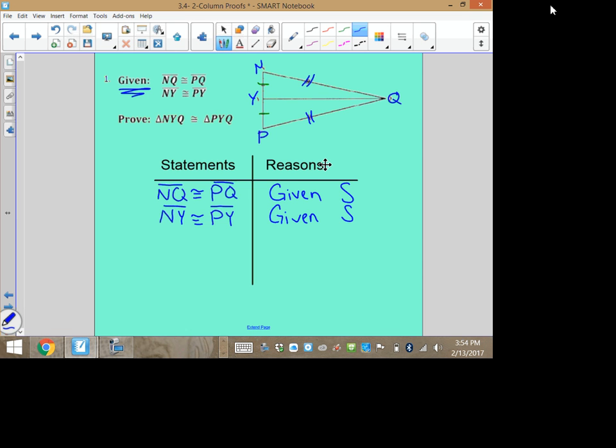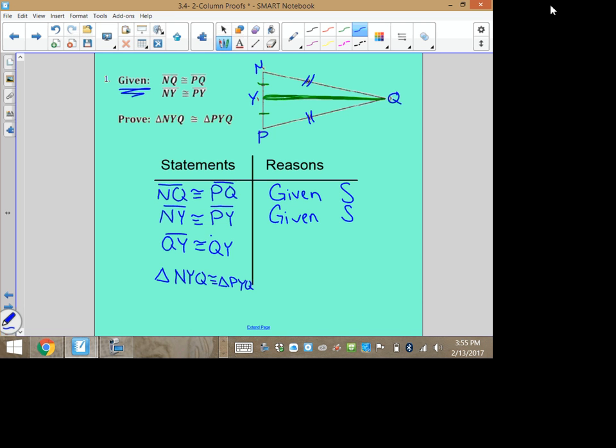Now, I don't have any more givens, but I'm trying to prove triangle NYQ is congruent to triangle PYQ. And in that, I want to use one of my triangle congruence theorems. So what do I know about this side right here? This side is in both triangles, and it's congruent to itself. So I can write QY is congruent to QY.